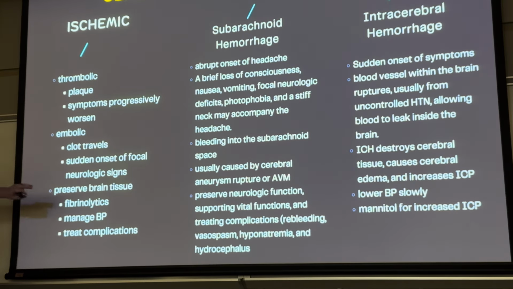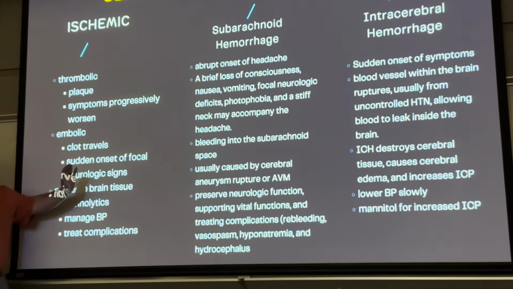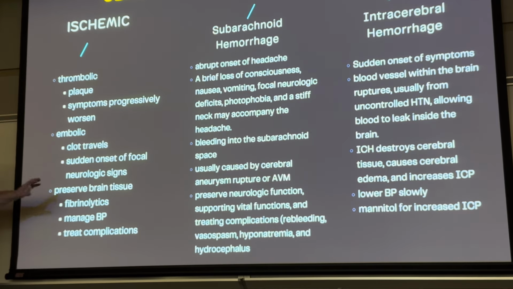Then we have our hemorrhagic side. So with hemorrhagic, we have bleeding, some type of hemorrhage that has occurred, and that's going to be the big difference between your ischemic side versus your hemorrhagic side. All right? Ischemic, think clot or plaque buildup. Hemorrhagic, think an increased amount of blood. With hemorrhagic, we have two separate subcategories. We have subarachnoid hemorrhage, and then we have an intracerebral hemorrhage.